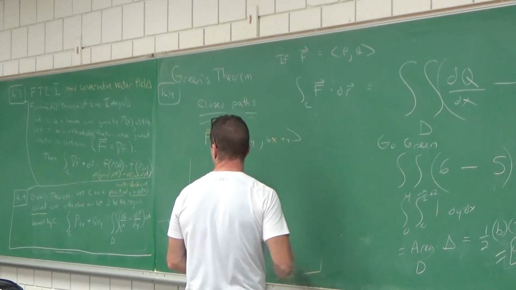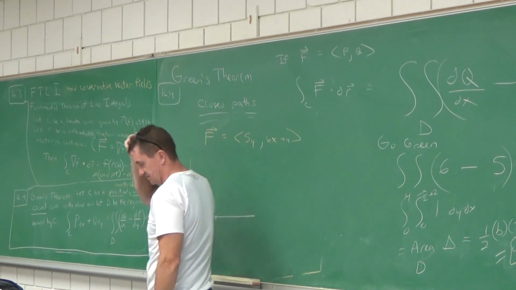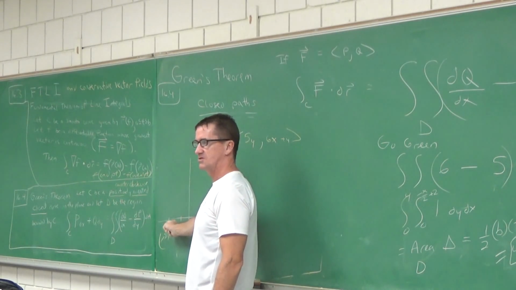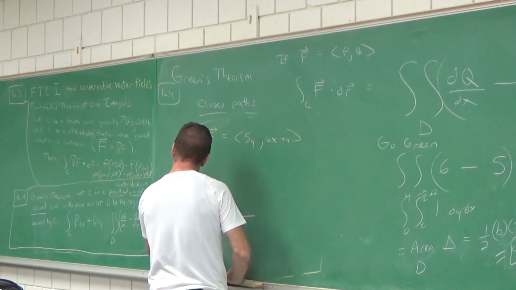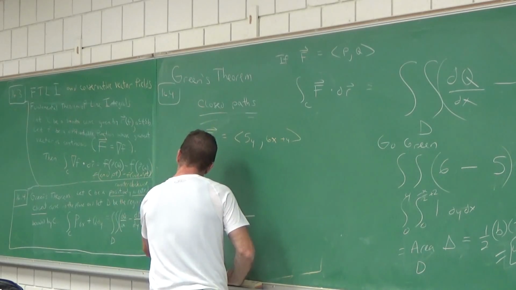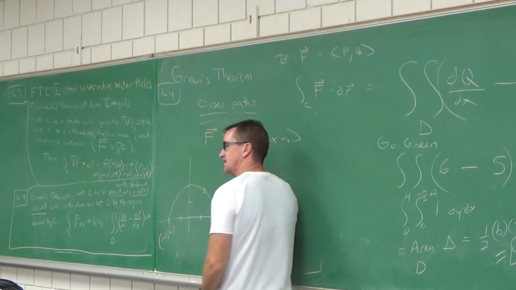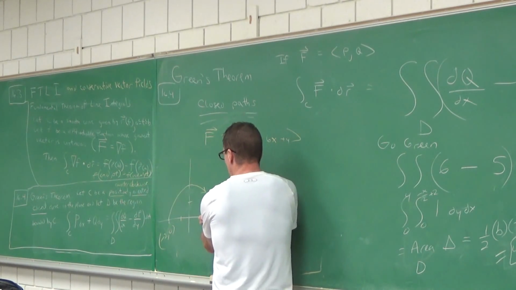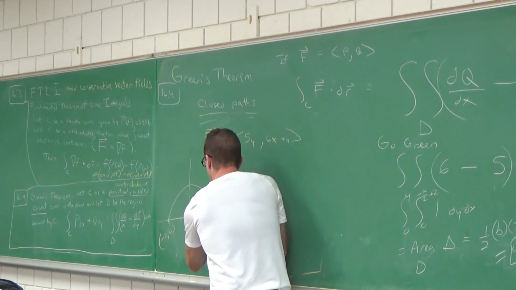I want you to start at the point (-2, 0). All right? Start there. Then I want you to travel along this semicircle to here. This is the path I want you to take. Then I want you to take the straight line segment back down the x-axis, back to (-2, 0).